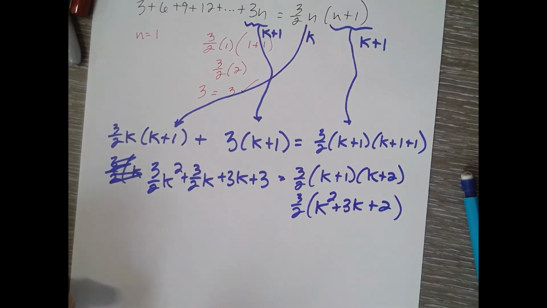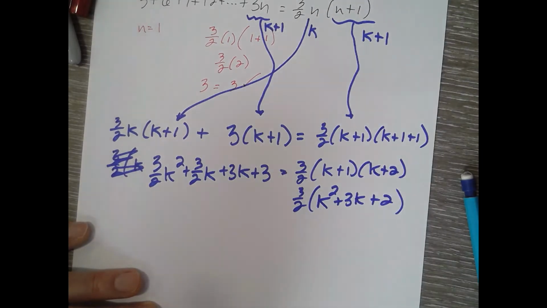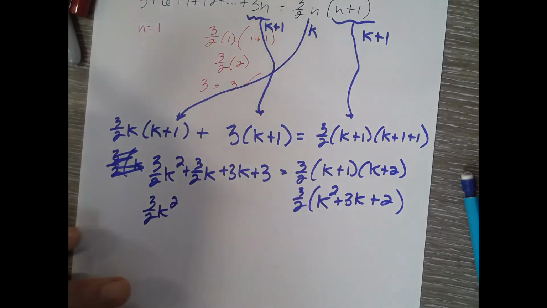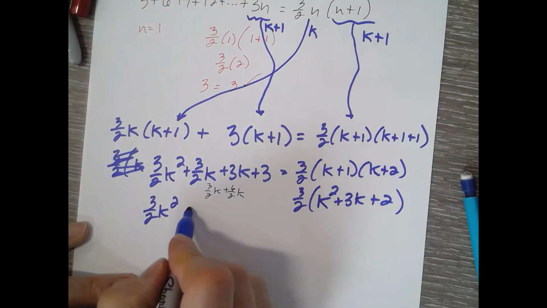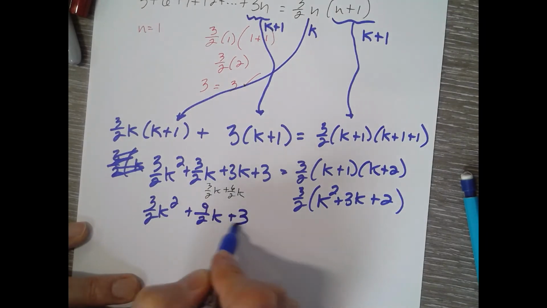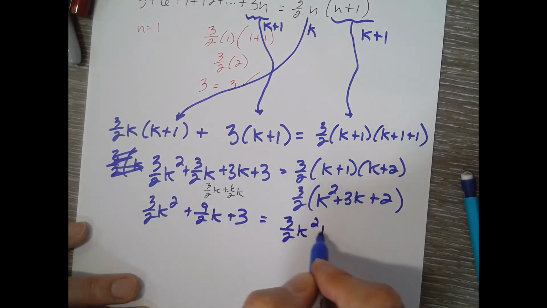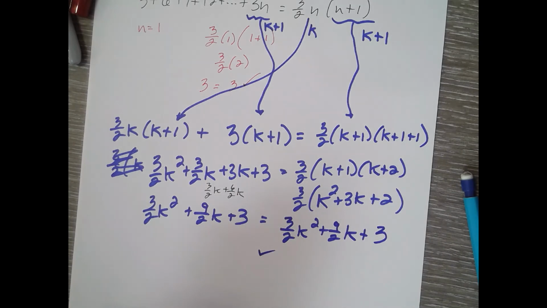All right, so it's just algebra. Let's see. 3 halves k squared. I have a 3 halves k plus a 3k. So 3 halves k plus a 6 halves k gives me 9 halves k. And if I just distribute this, I get 3 halves k squared plus 9 halves k plus 3. So it works out. How many got that to work out? All right, only a couple people, but I probably didn't give you enough time.